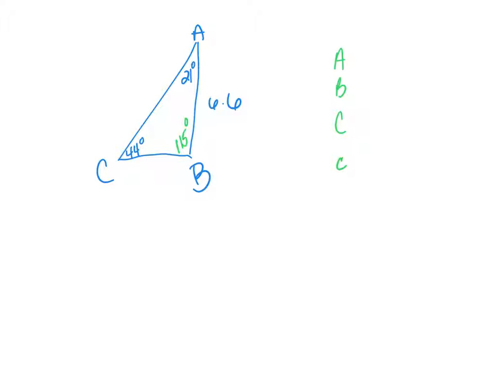Right, so we have big A and big C. Big A is 21, big C is 44, and we can figure out what B is by subtracting from 180, so we got 115. And little c is 6.6.